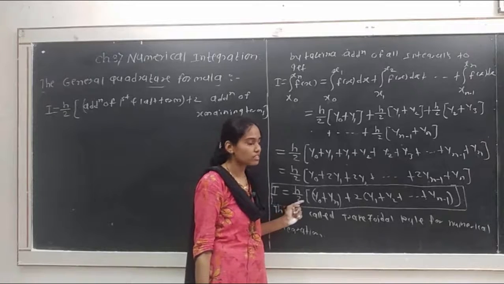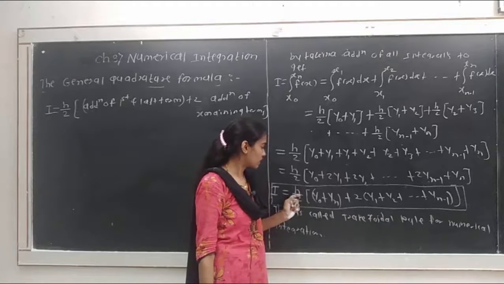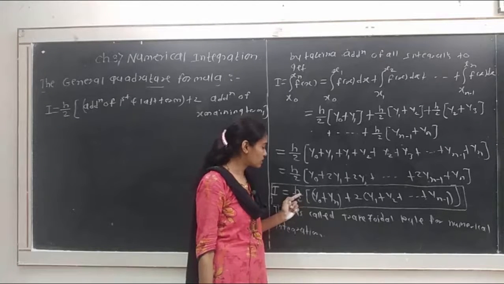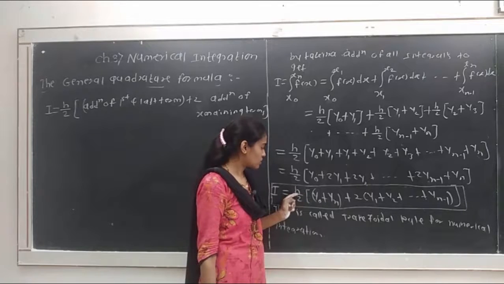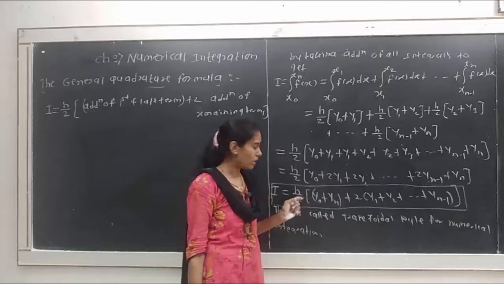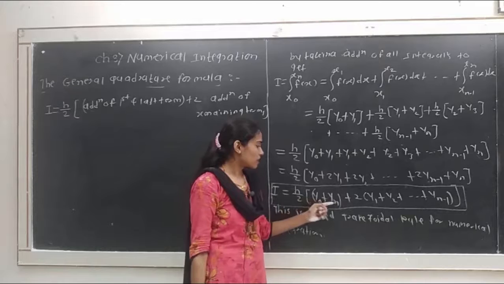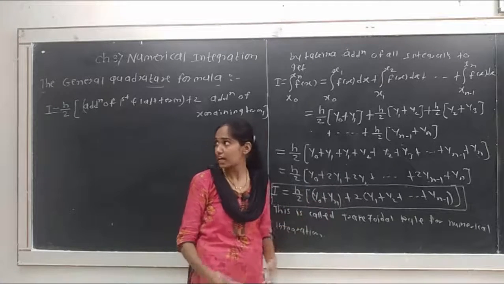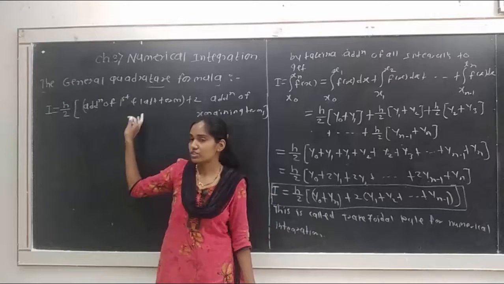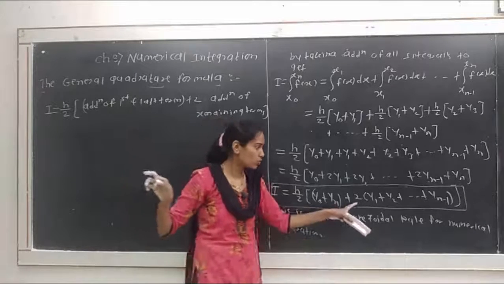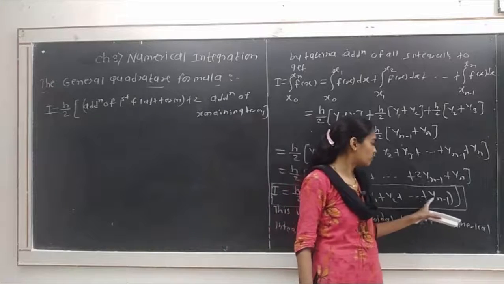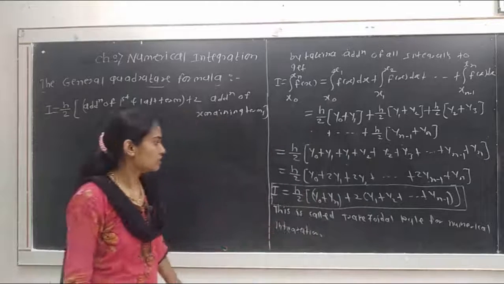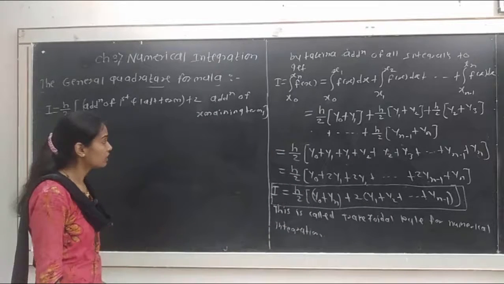We equally space the interval by length h. Equally space not value, that is we equally space the interval, that is h is equal to, we consider, b minus a divided by n. Then y0 plus yn, that is the value of the function at the end points of the interval, plus 2 into the addition of the values of the function at all the middle points. So it is called the trapezoidal rule for numerical integration.